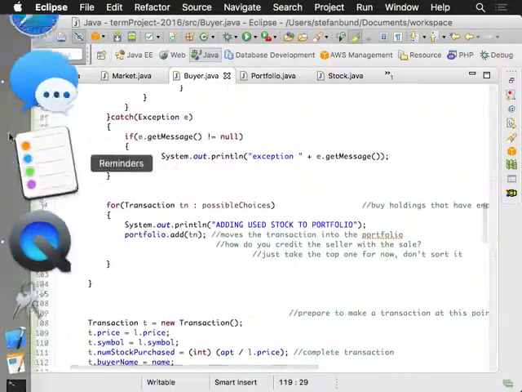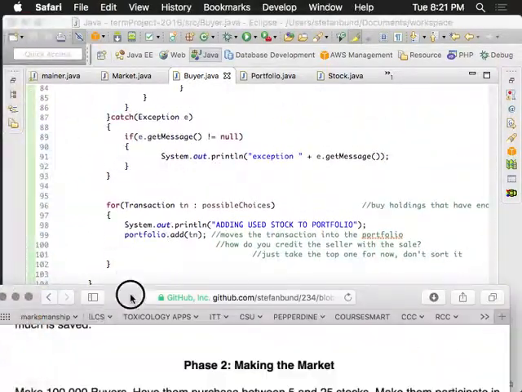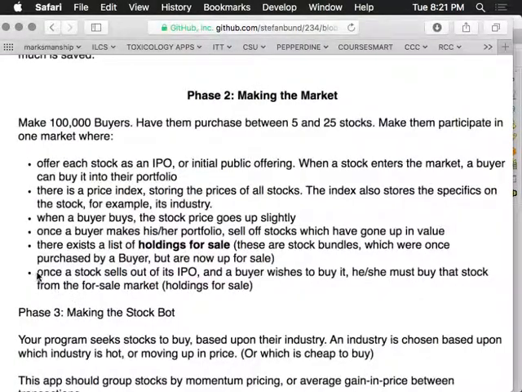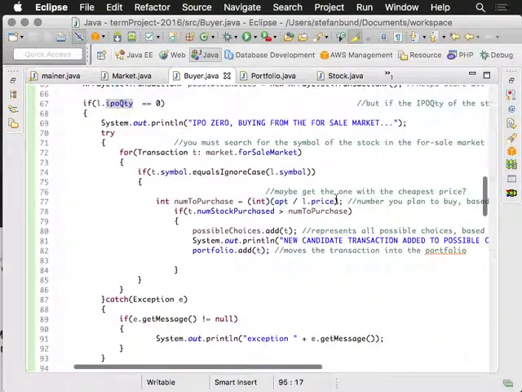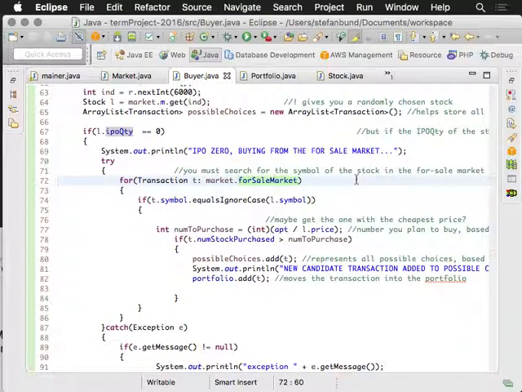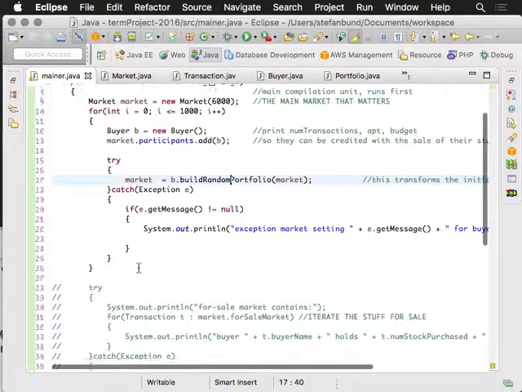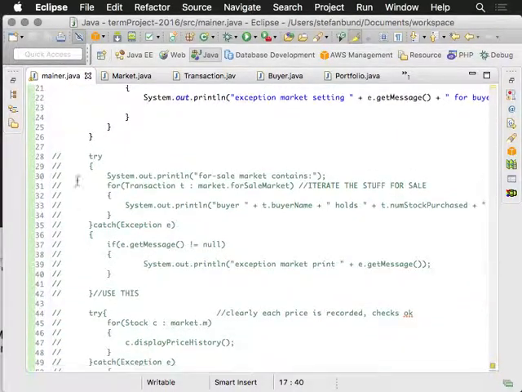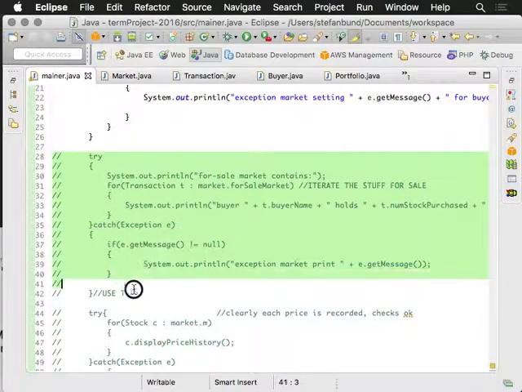ultimately what I want to do, and I'm going to get back to you in a sec, ultimately what I want to do is once a stock sells out of its IPO or reaches IPO 0, once the IPO quantity of a given stock is equivalent to 0, then I could say, okay, now I'm no longer going to buy from the IPO market. I'm actually going to buy from this for sale market. And I proved in a video just a moment ago that the for sale market is quite good right now.